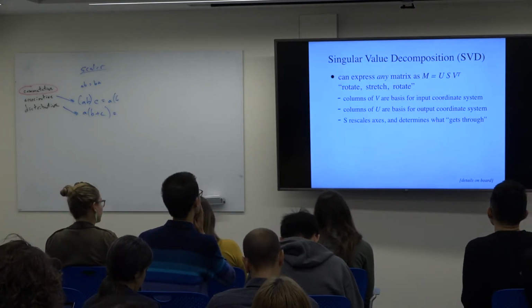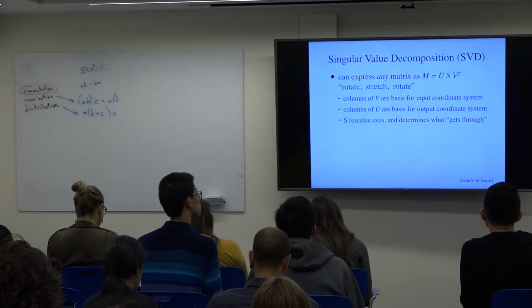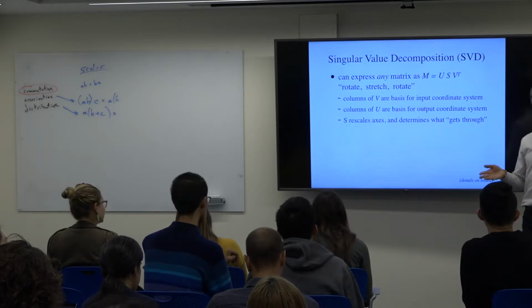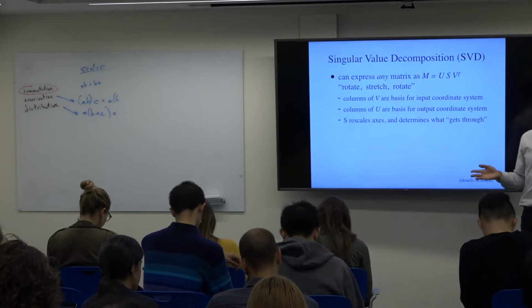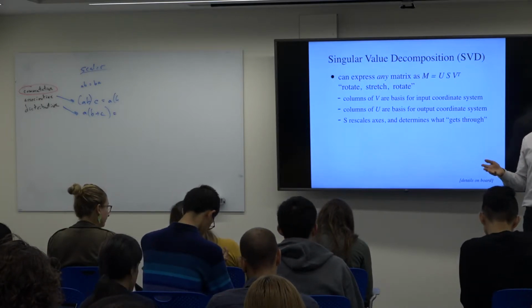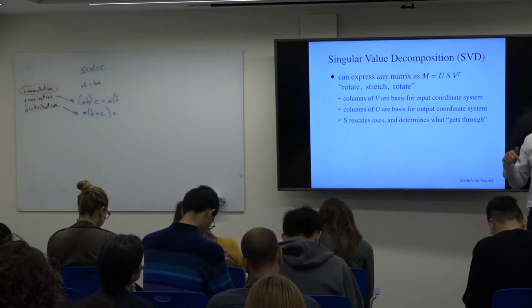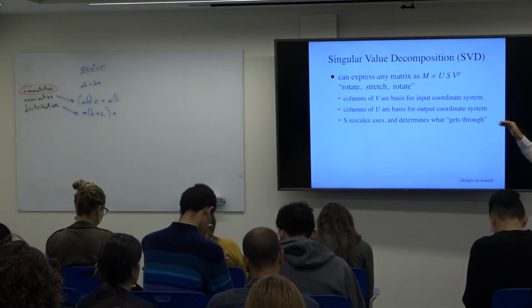S determines what gets through. What do I mean by that? I already said it. The things that get through, the things that are going to be invertible, are the things that are multiplied by numbers that are non-zero. It's pretty simple, just like in the scalar case. I multiply by some number, I can come back by multiplying by 1 over that number, unless that number I multiply by is 0. It's the same rule that we're going to be thinking about when we think about S.